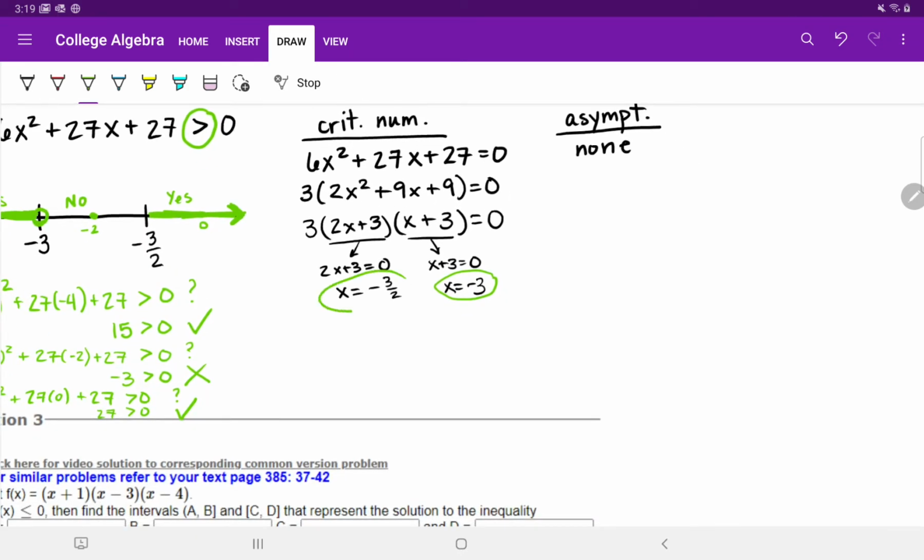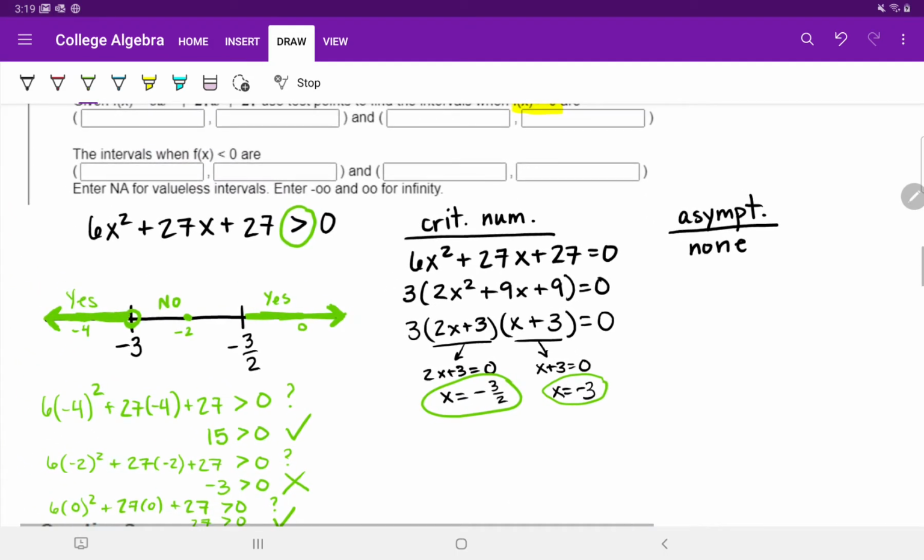And the same goes for negative 3 halves. At negative 3 halves, our function is equal to 0, but we don't want where it's equal to 0. We just want where it's greater than 0. So this is not included as well.